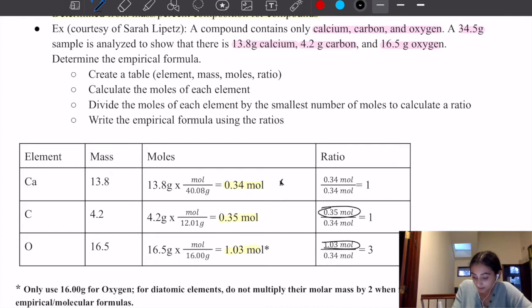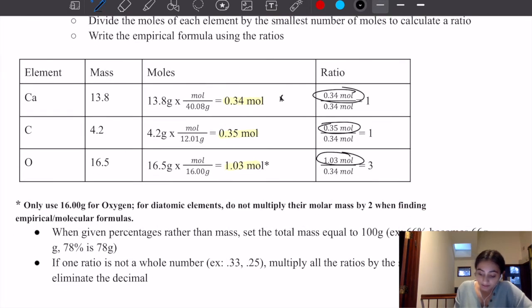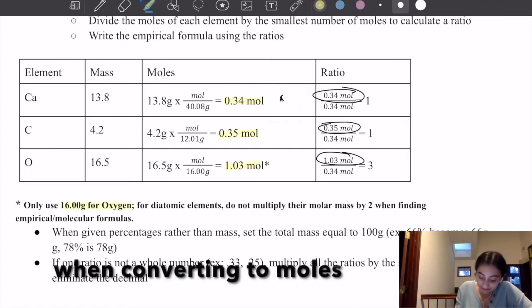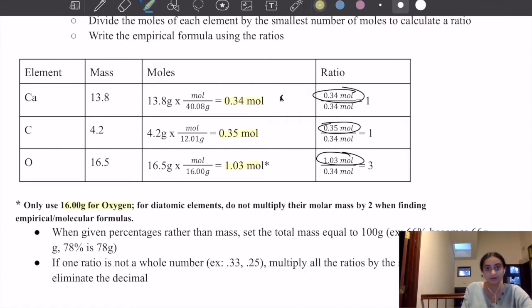So I'm going to divide the moles of each element by 0.34. If I divide 0.34 by 0.34, I get 1. If I divide 0.35 by 0.34, I get about 1. And if I divide 1.03 by 0.34, I get 3. I also made a note that we only use 16 grams for oxygen, not 32, even though it's a diatomic element, because in the compound, it is not written as O2.